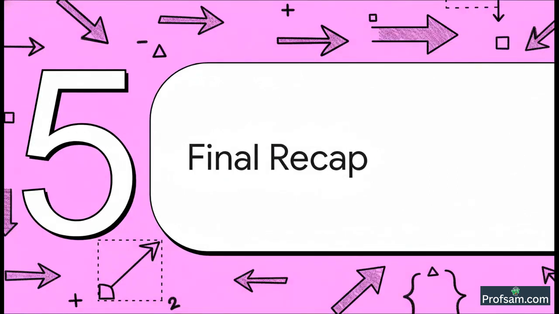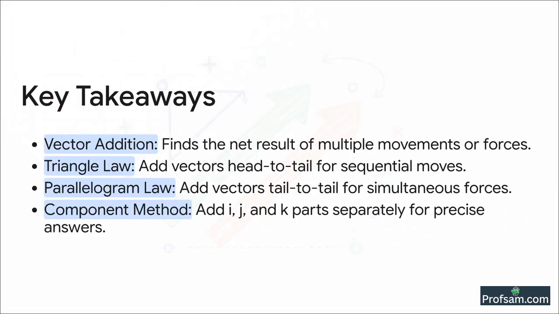All right, we covered a lot, but you've done great. Let's just do a quick final recap to make sure everything sticks in your mind. So, what have we learned? First, vector addition is just about finding the one final result of many different movements. Second, for moves that happen one after another, we use the triangle law. Remember, head to tail. Third, for forces happening at the same time, we use the parallelogram law. That's tail to tail. And finally, for a perfect, precise answer, we use the component method. Just add the i's, j's, and k's separately.